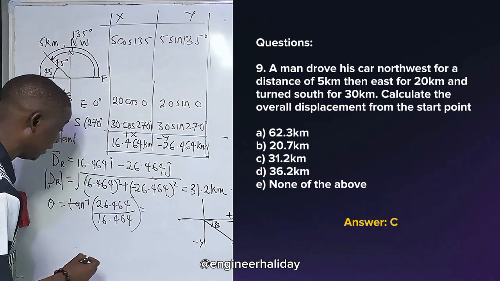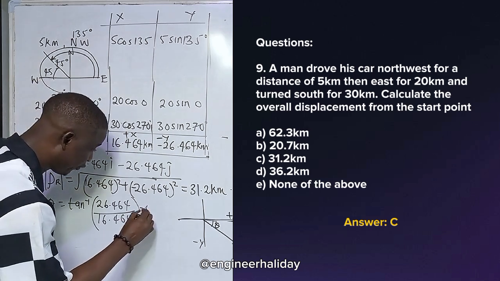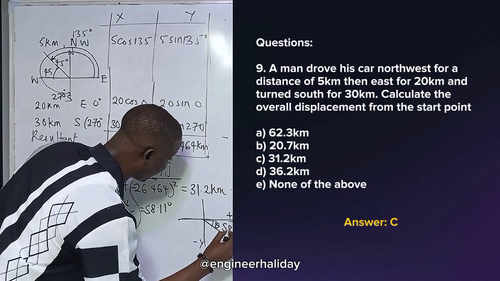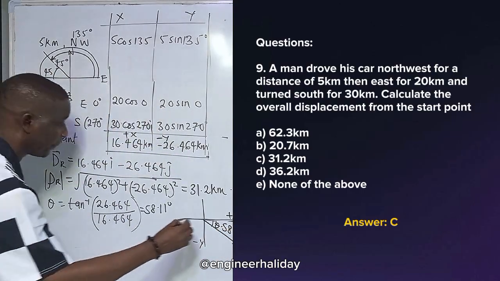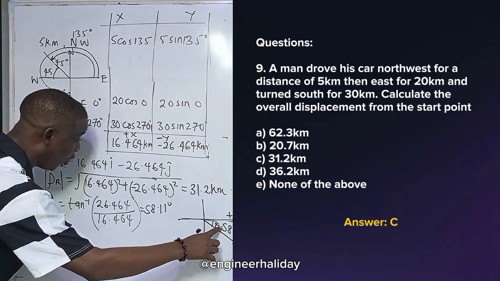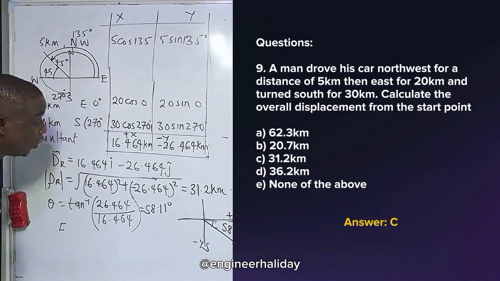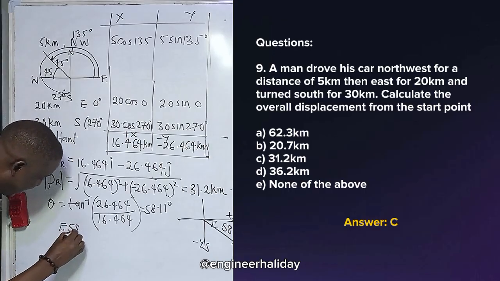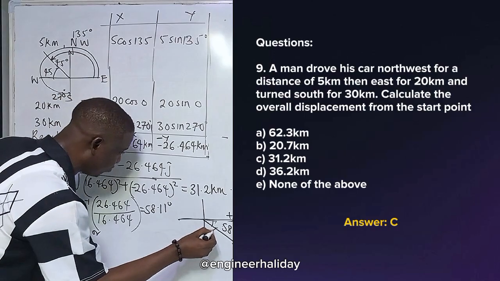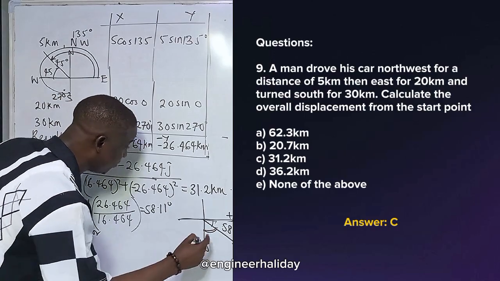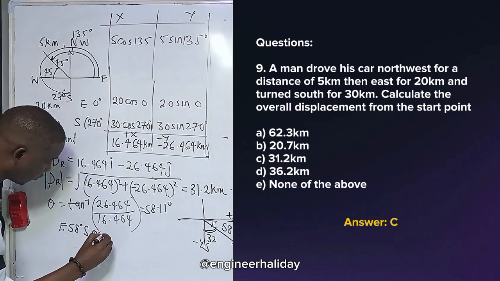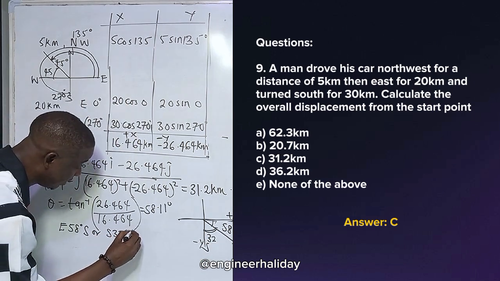Now let's continue. 58.11 degree. Excellent. So this is 58, let's say 58 degree. Interpret this for me. This is east and this is south. What is it lying on? On the east. So that will give us east 58 degree south, or you can make it lie on the south by removing 58 from 90. That will give us 32. So that can give us south 32 degree east.